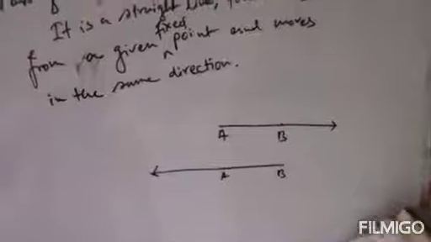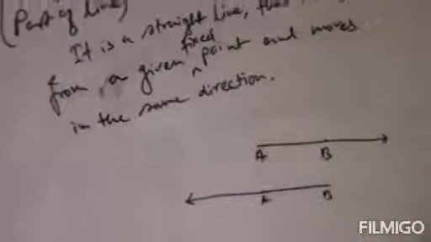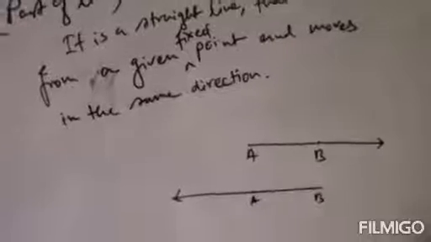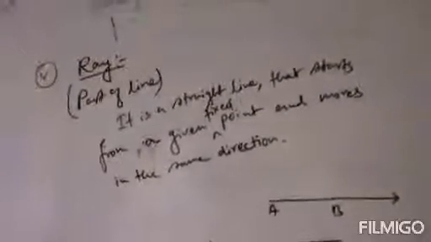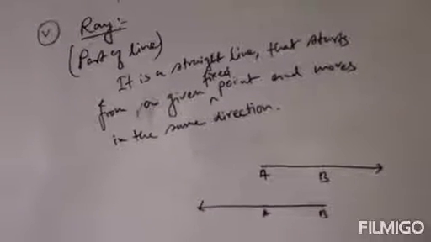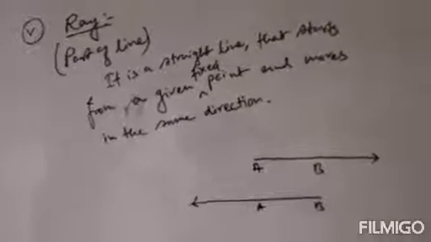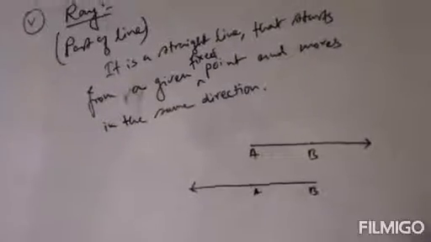You cannot extend A and B in both directions, like in case of a line. In line, the 2 points are extended in both directions, that is left and right. But in case of ray, these 2 points are to be extended only in any one direction. That means either in the left direction or in the right direction. That is actually the ray.